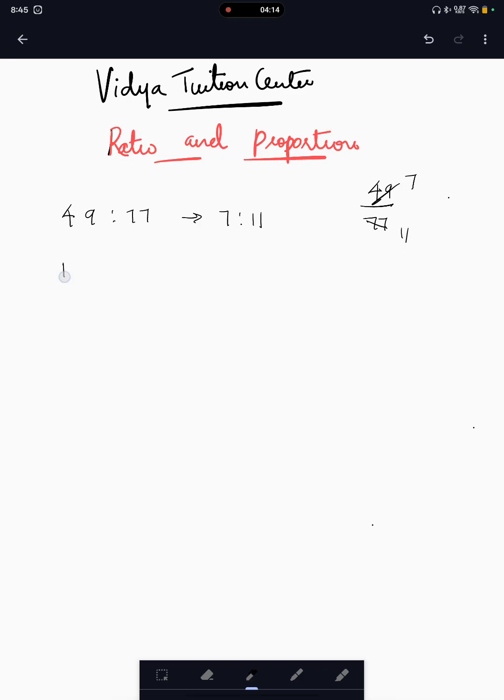And one more: 11/13 is to 7/8. This is a fraction, and this is also a fraction. So how do I convert it to the simplest form? One more thing I want to tell you: a ratio does not have any units. Ratio has no unit. Whatever you are comparing, centimeters or anything, you don't have any units when you make the ratio.